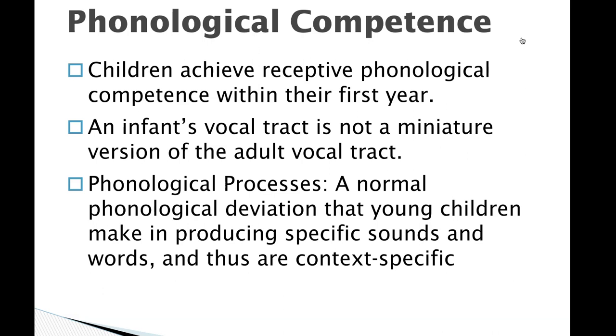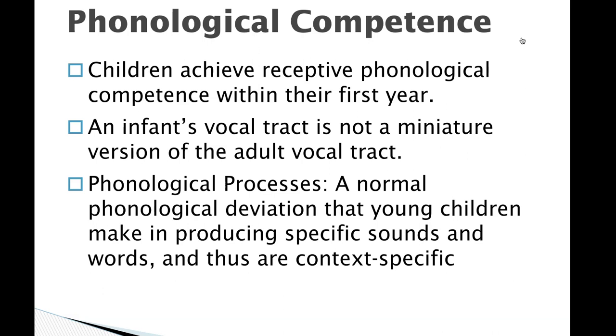We've got the idea of phonological processes. This is a normal phonological deviation that young children make in producing specific sounds and words, and thus are context specific. So, a phonological process: some children will leave off endings of words. So cat might be "ca," dog might be "da," a cup might be "ka." Right, so they're leaving off the endings of words. That can really be normal for very, very young children, and only as they get older are they going to start putting on endings of words.